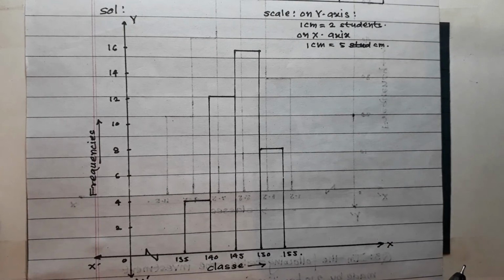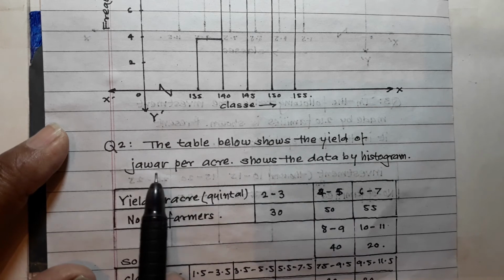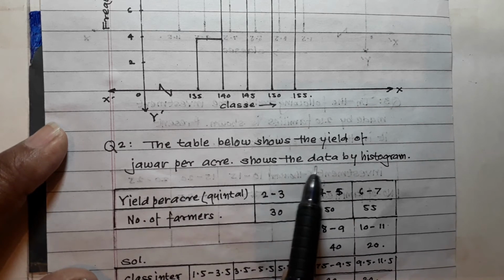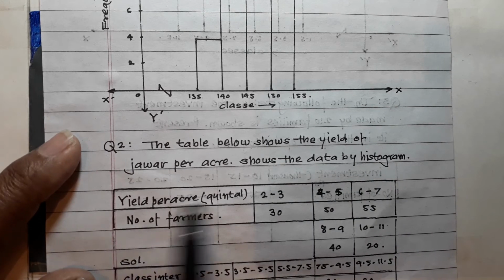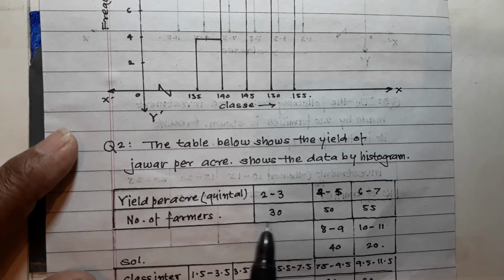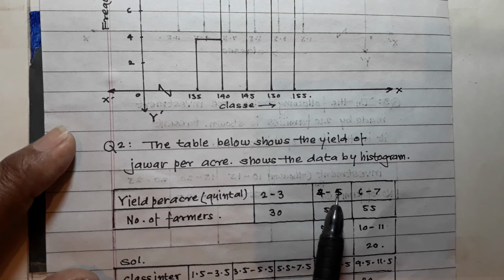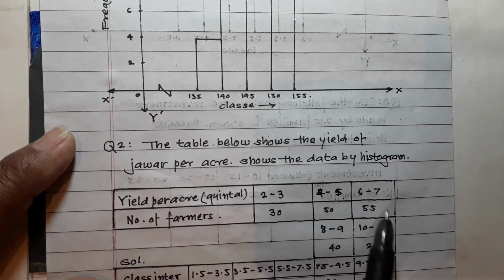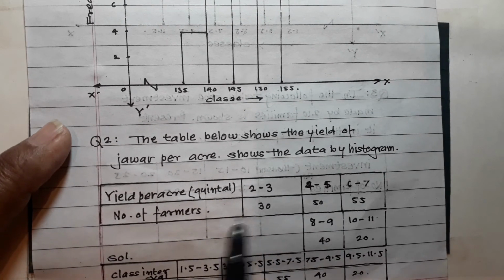Okay, now you try to understand question number 2. The table below shows the yield of jowar per acre. Show the data by a histogram. Okay, now here the frequency distribution table is given. First you observe classes. Now here the classes are 2 to 3, 4 to 5, 6 to 7, 8 to 9, 10 to 11. So the classes are not continuous, make them continuous, that is, extended classes.